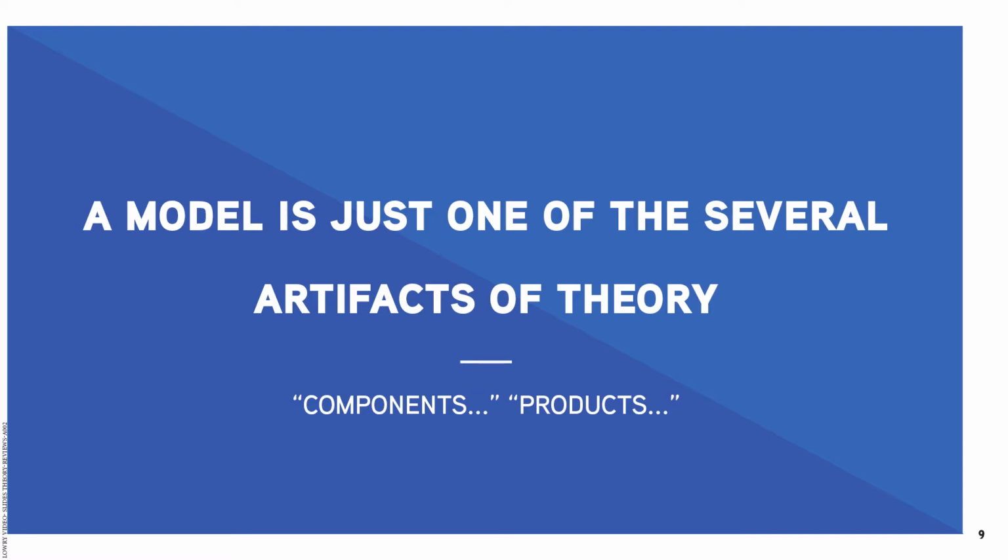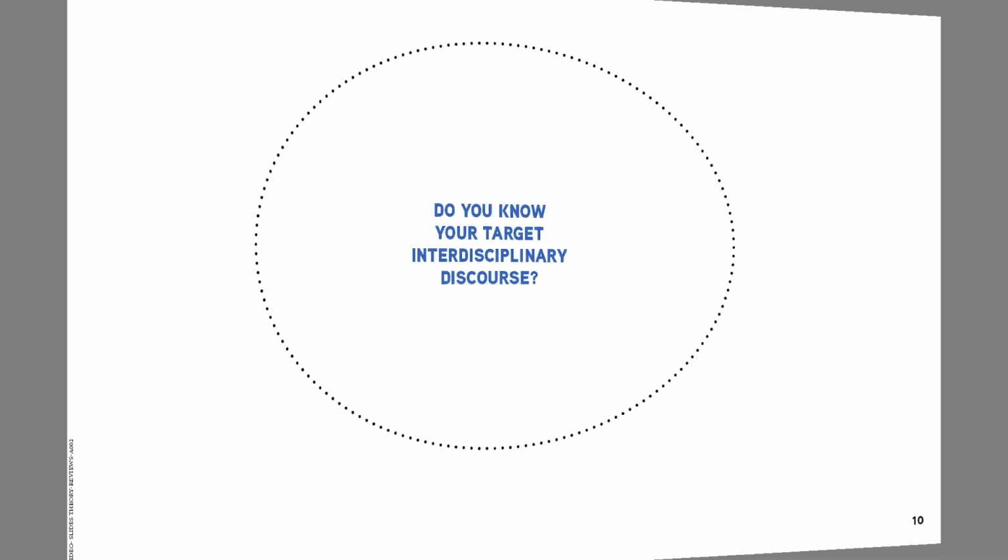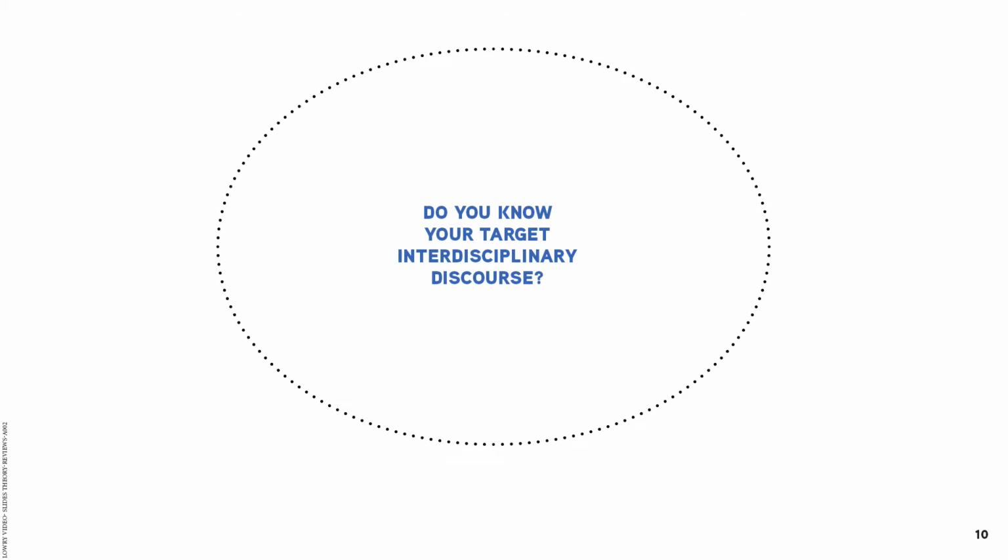This is a really important understanding because when we think of the artifacts or the different components of theory, it helps us better know how to generate original theory in the discourses we're trying to engage in. So this leads to the most important question I have for you to think about today: do you know your target interdisciplinary discourse? And what is this discourse?